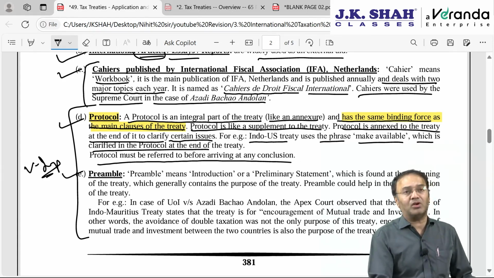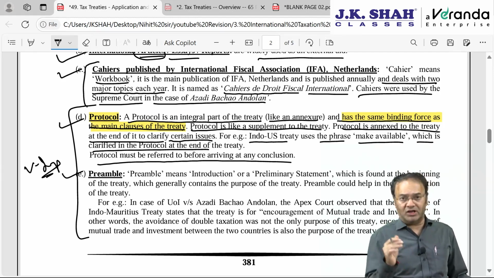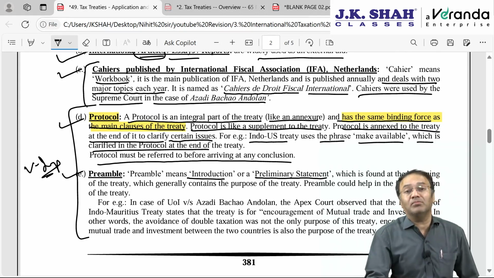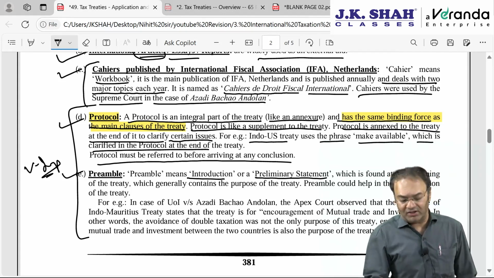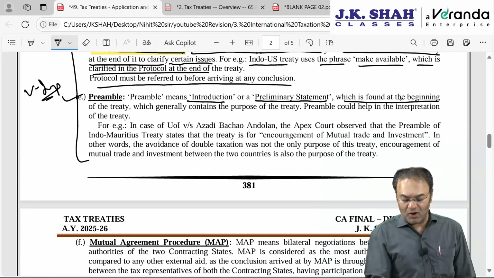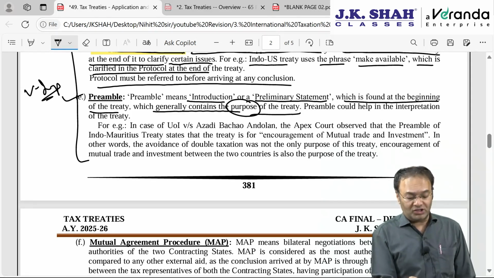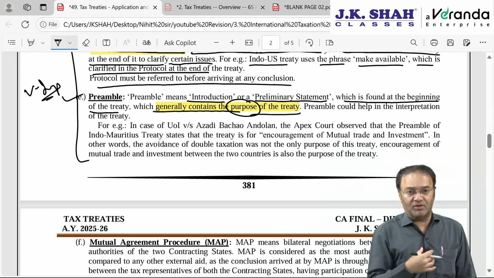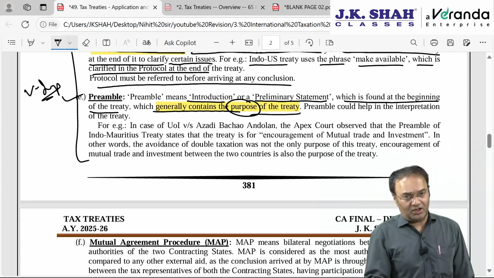Preamble, again very important. Preamble is also a part of the treaty. It is given at the beginning. It is the preliminary statement or introduction to the treaty, and the preamble contains the purpose of the treaty, why the treaty was entered into. On this, a question has not yet come, but somewhere in my heart I feel some positive vibes that a question is likely to be asked on this point in any of the upcoming attempts.